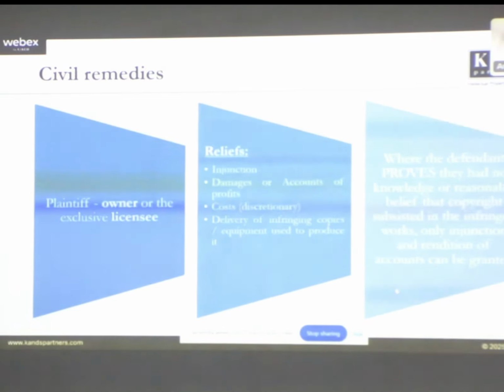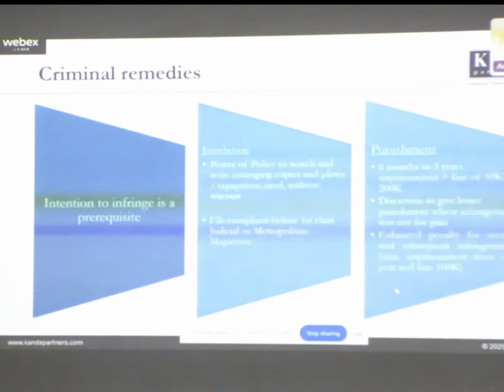Now, in the case of indirect infringements, where the defendant proves that they had no knowledge or reasonable belief that the work they were dealing with was copyright protected, only an injunction is granted, and damages or rendition of account are granted, and the rest need not be. That, of course, depends on the subjective discretion of the court.